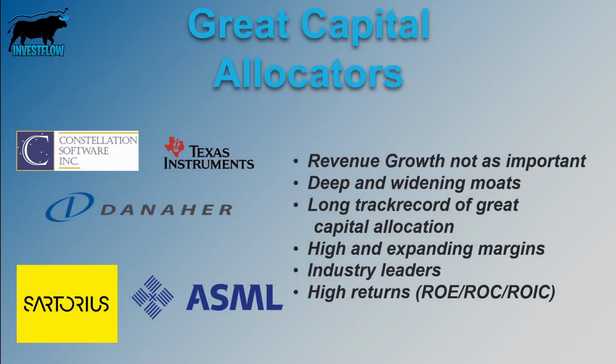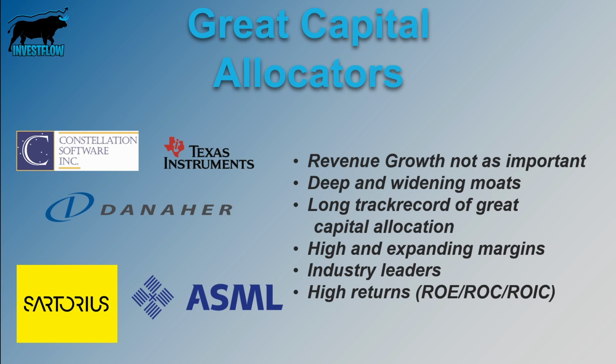The third segment for me, and also the one I'm currently doing the most research in, are great capital allocators. These for me include Constellation Software, Texas Instruments, Danaher Holdings, Sartorius, and ASML. The revenue growth is not as important for me in these companies because most of them are established businesses and don't have the same high growth opportunities as the other two segments have.